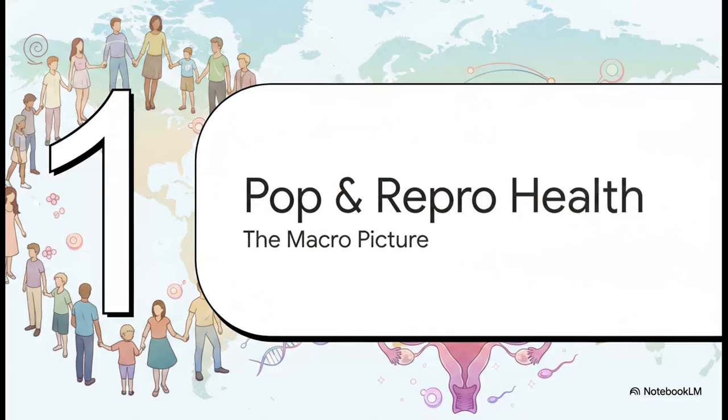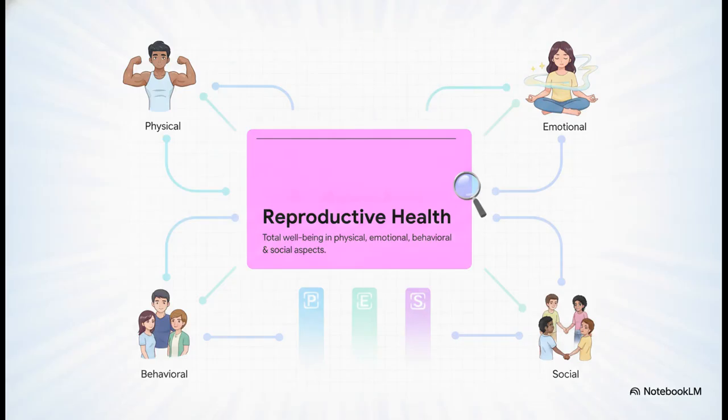Section 1. Population and Reproductive Health. Before diving into the microscopic biology, we really need to understand the macro picture of our society's health. So what exactly do we mean by reproductive health? Well, the World Health Organization gives us a very comprehensive definition. It's not just about the absence of disease. It's a state of total well-being.